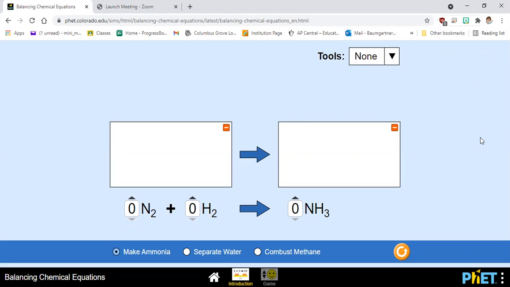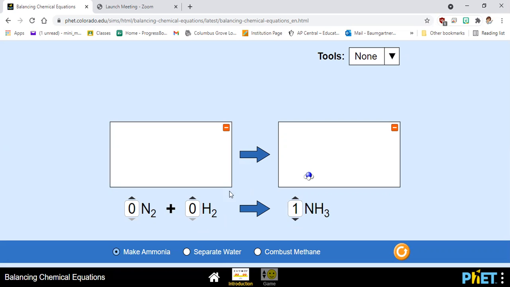All right, so what I have here is a simulation, and this is from Colorado EDU. I'm going to take nitrogen gas and react that with hydrogen gas to form ammonia. Now notice nitrogen is by itself. That indicates it's in its elemental state, and it's diatomic, so we have to have N2. Over here, hydrogen is by itself. That indicates elemental, so it's diatomic. So I have H2, and the formula for ammonia is NH3.